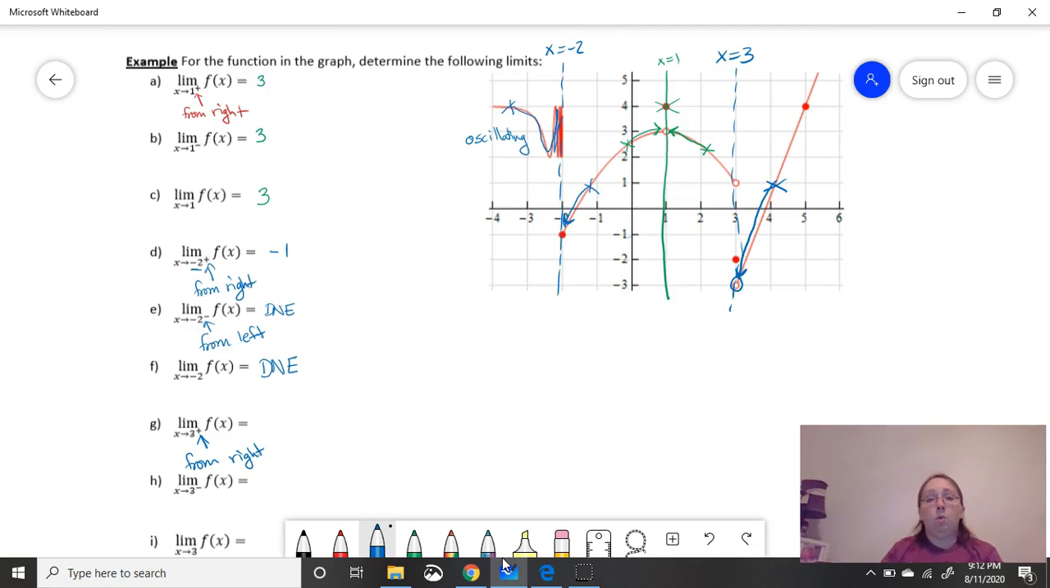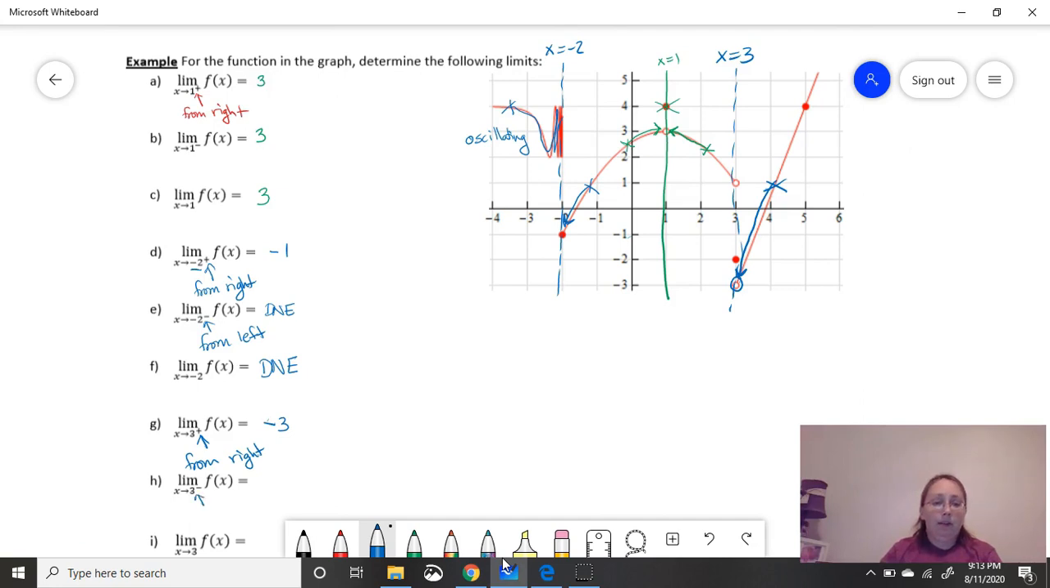So again, it's a hole. Does a hole mess up a limit? No. You can still approach a hole, just don't worry about getting to it. You'll fall through the hole. Limit, you just have to get closer and closer and closer. The closer we get, what function value are we approaching? Well, the function value of the hole, which is -3. So -3 is the limit from the right.